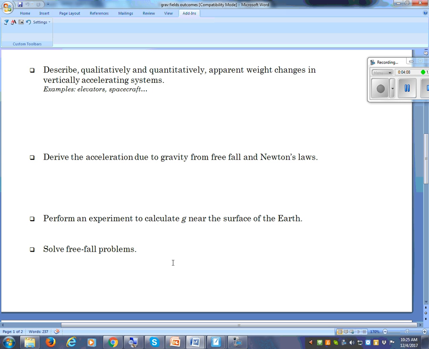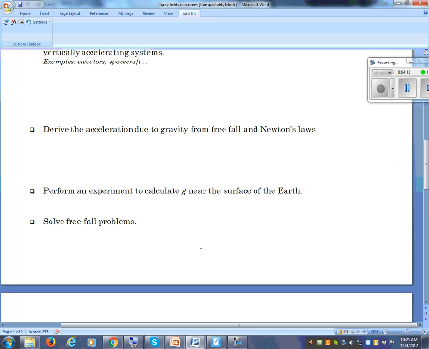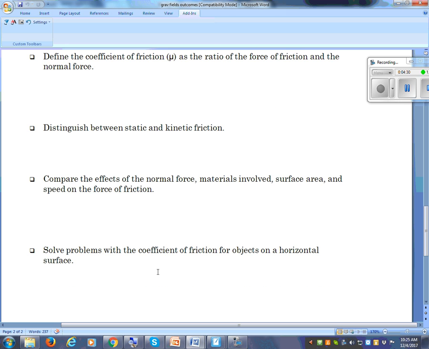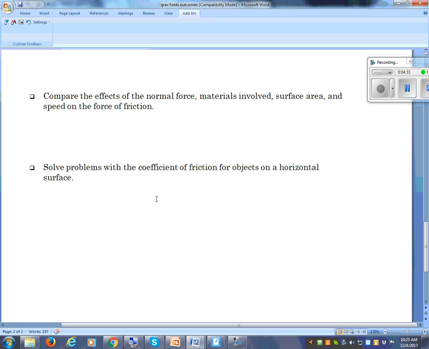Solve free fall problems. Think I'm going to spend a lot of time on that? Probably. Yeah, probably. Describe terminal velocity both qualitatively and quantitatively. Define the coefficient of friction mu as the ratio of the force of friction and the normal force. There, all it says is define. I can check that off. Distinguish between static and kinetic friction. Compare the effects of the normal force, materials involved, surface area, and speed on the force of friction. And solve problems with the coefficient of friction for objects on a horizontal surface. There is a lot in this unit, isn't there? A lot of it is small, though.